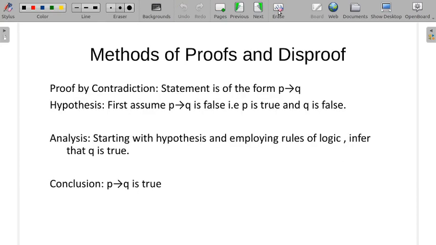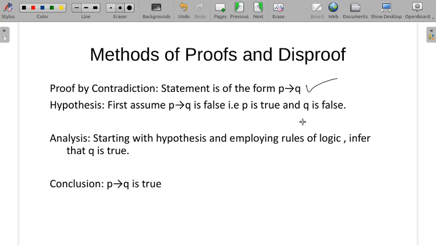Next one is a proof by contradiction. So the statement will be of the form P conditional Q. Here we assume that P conditional Q is false. That means P is true and Q is false. Only then P conditional Q will be false. Then we employ the rules of logic, inference and basic mathematics to prove that Q is true.